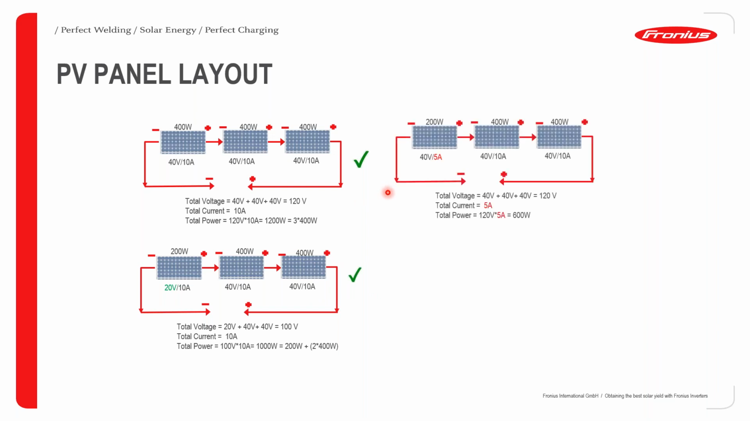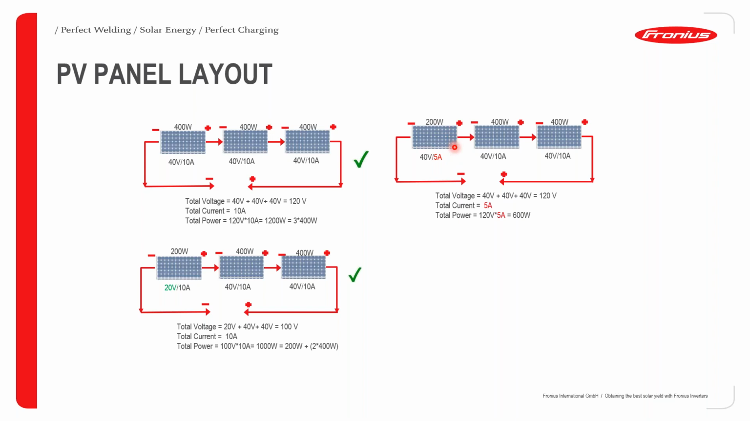Now, how about a third scenario? In this case, we have the same specification as the former. But then in this case, we have a short circuit current of 5 amps, different from the 10 amps we have in the other panels. So in this case, the total voltage is going to be 40 plus 40 plus 40, that is 120. And then the total current is going to be 5 amps.